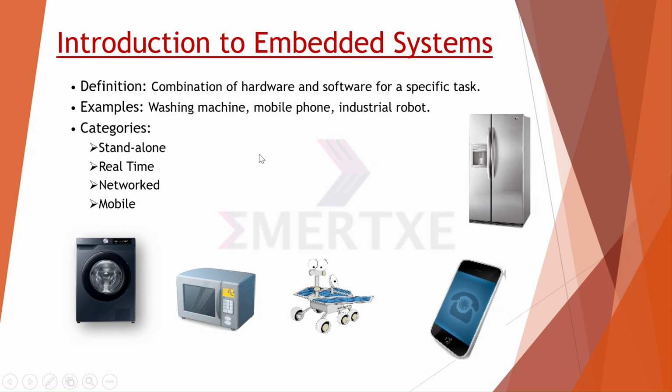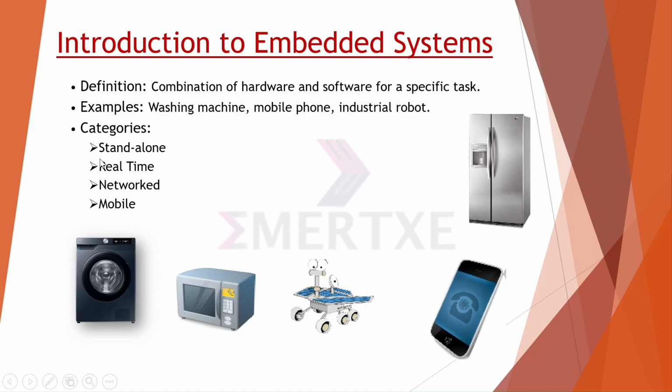Now, finally, we will give you an introduction to embedded systems. Definition of an embedded system: a combination of hardware and software for a specific task. So, embedded systems are a combination of hardware and software which is used to perform a specific task. Examples: washing machine, mobile phone, industrial robot, etc.